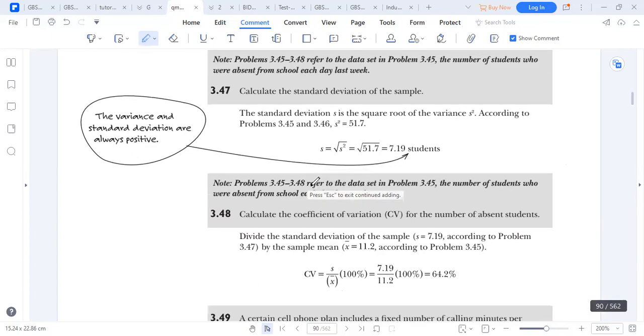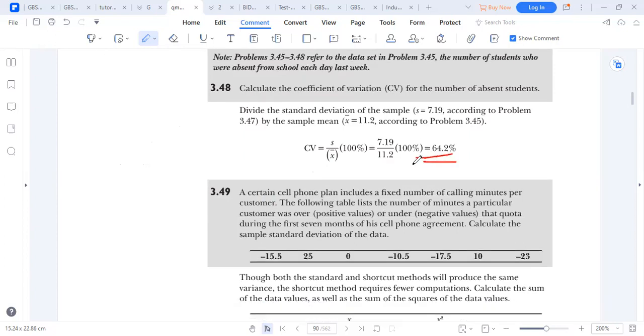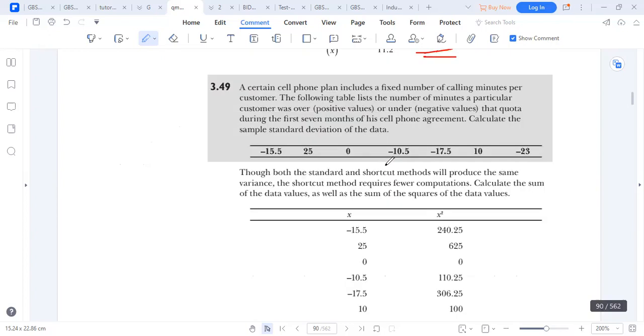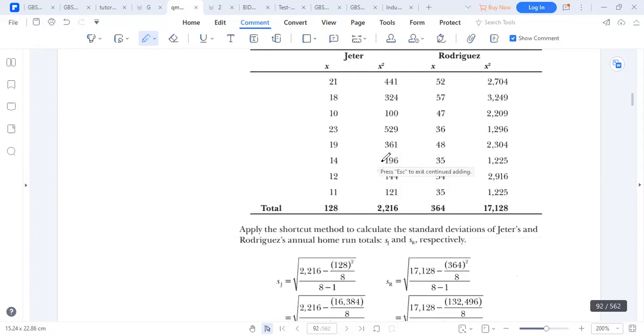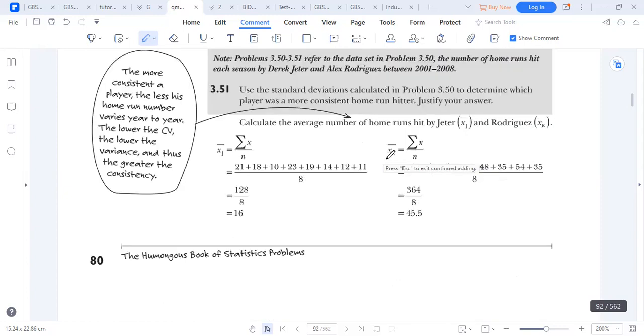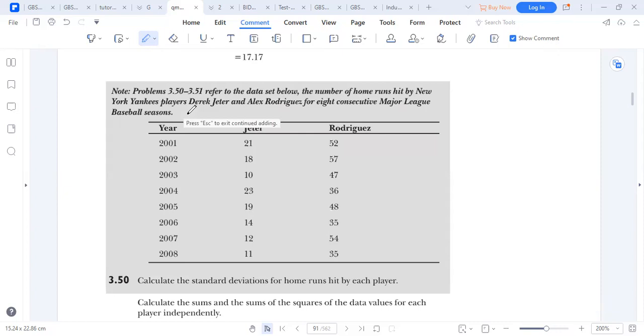So the coefficient of variation is a percentage. Sometimes you can leave it as a figure as it is, or as a percentage. All these are simply pointing to the same principle that I've just explained. You need to understand. Sometimes they'll ask you to calculate and compare between two. So here we're given the number of runs hit by players Jefta and Roderick. So these are the runs here.